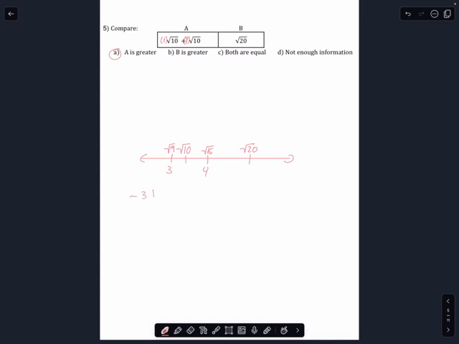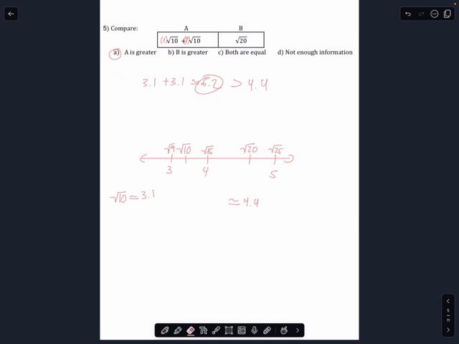So the square root of 10 is above 3.1. So if we substitute this in, 3.1 plus 3.1, we should get about 6.2. Okay? Now, the square root of 20, we know is between the square root of 16, and the next popular square root is the square root of 25, which is 5. So we know that the square root of 20 is between 4 and 5, right? We'll say it is about 4.4. Now we know that 6.2 is greater than 4.4, so therefore A is our answer as well.